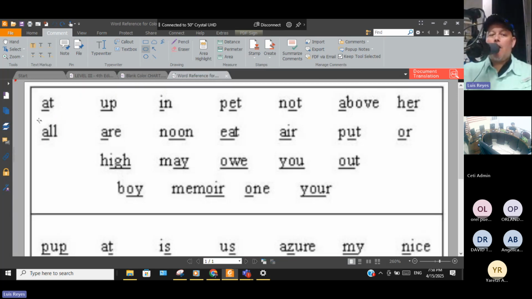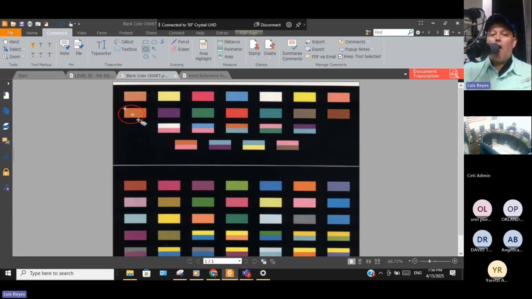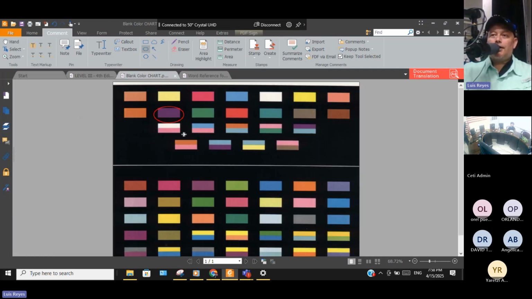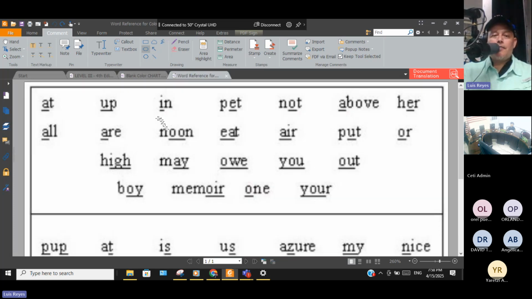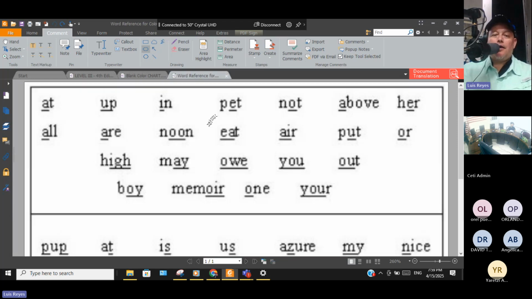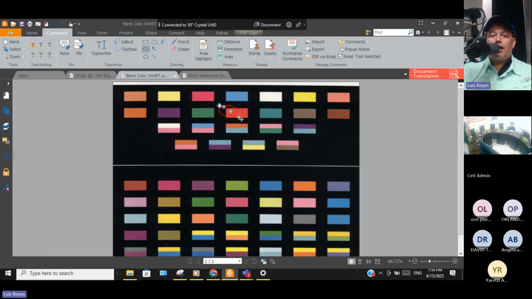All, A-L-L, on the color chart. R, A-R-E, R on the color chart. Noon, oo, N-O-O-N, oo on the color chart. Eat, E, E-A-T, E on the color chart.